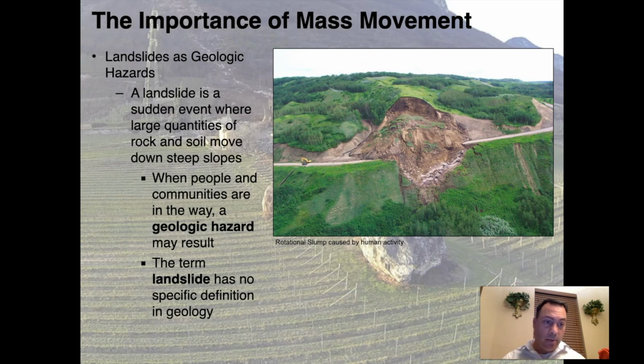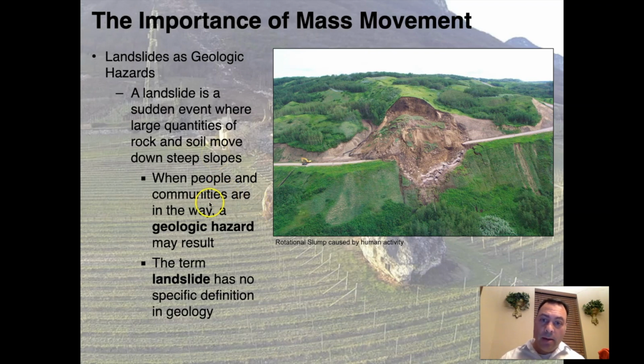I know that landsliding was a major factor that occurred during World War I and World War II when troops were fighting in the Alps, for example. This was a major problem. So a landslide is a sudden event where large quantities of rock and soil move down steep slopes. Now, it doesn't have to go quickly. Sudden could also mean unexpected in that sense.